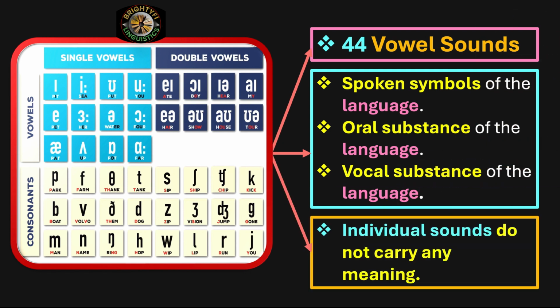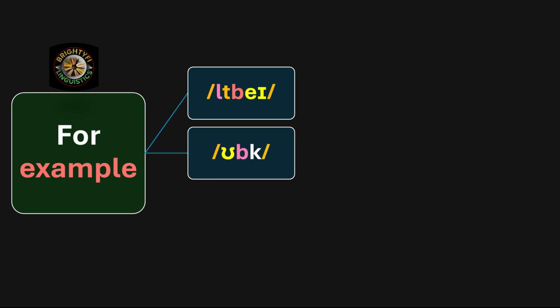Thus, we can say individual sounds, like the individual letters we just talked about, do not carry any meaning, do not give any sense. For example, la, ta, ba, a. Do they convey any meaning? Of course not. Likewise, o, b, k. Do they give you any sense? For sure not. A, cha, a. Do they form any sense?